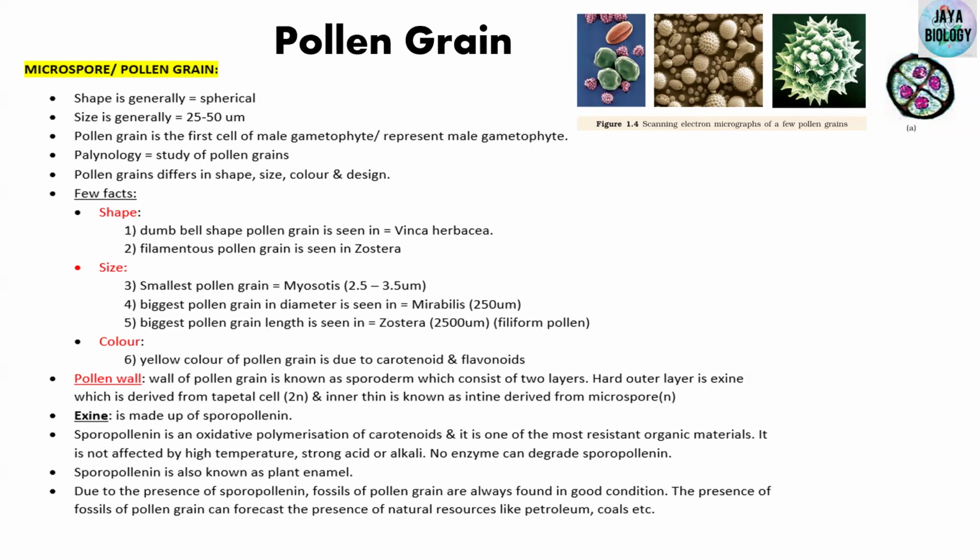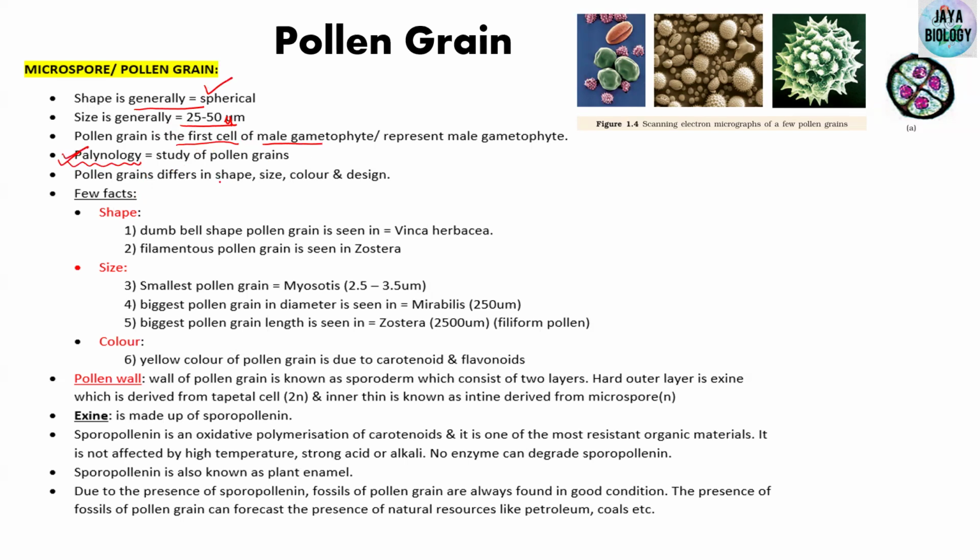In this video, we are going to study about pollen grain. Now see, generally the shape of the pollen grain is spherical and its size is 25 to 50 micrometer. Is it clear? It is 25 to 50 micrometer and this is the first cell of male gametophyte. And the study of pollen grain is known as palynology.